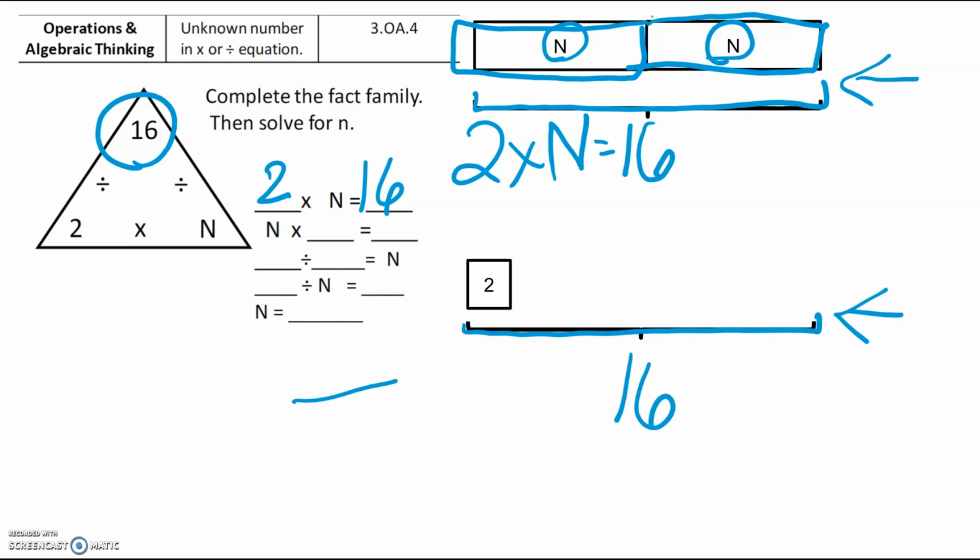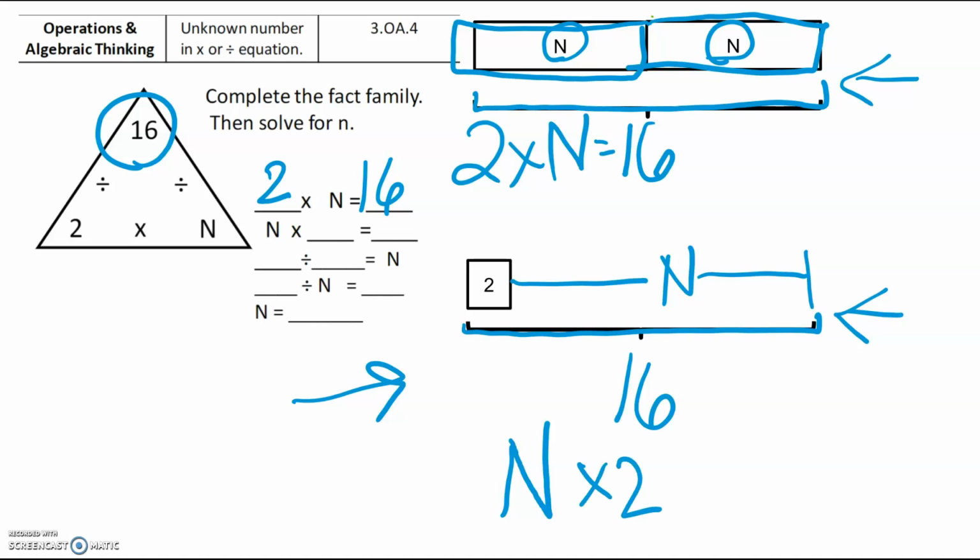Down at the bottom here, I don't know how many groups I have. So in multiplication, the first number is usually how many groups. I don't know how many groups. Our n is how many of these groups, and I don't know. So n groups times 2 equals 16. So there's our multiplication problems.